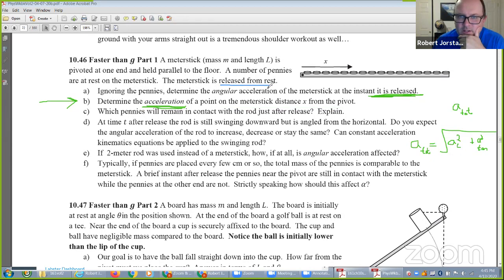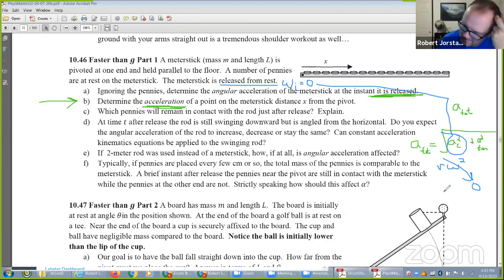When you see released from rest, the omega initial equals 0. And most of you are probably okay with that. But if omega initial is 0, this is also 0 because that's r omega squared. So this is also going to go to 0 initially. Obviously, it will not remain 0. That's a big indicator that acceleration here is not constant. And so we're going to, anyways, more later.